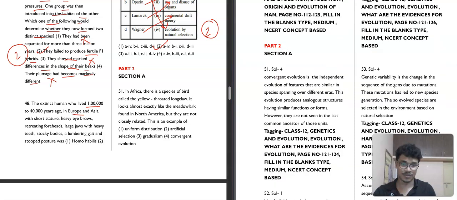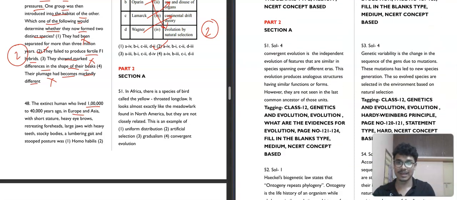Let's see what are the questions we have for part 2. In Africa, there is a species of bird called yellow-throated longclaw. It looks almost exactly like the meadowlark found in North America, but they are not closely related. If these are not closely related, what could it be an example of?